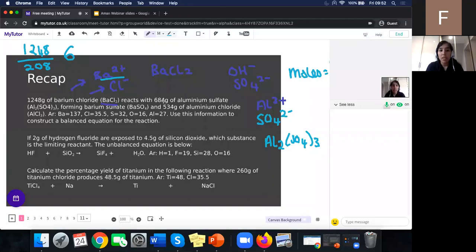So we've got a mass of 684. What's the MR of aluminium sulfate then? So Al is 27, there's 2 of them, so it's 27 times 2. We're then adding in sulfur, which is 32. And remember there's 3 sulfurs and 12 oxygens in aluminium sulfate. So what do we think? What's the MR of aluminium sulfate?